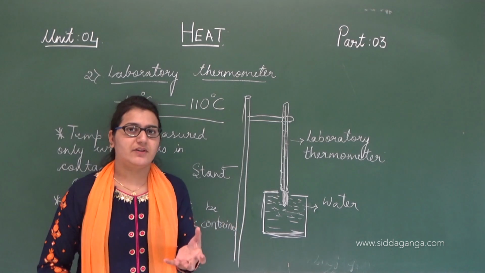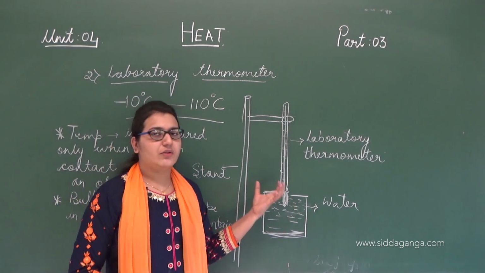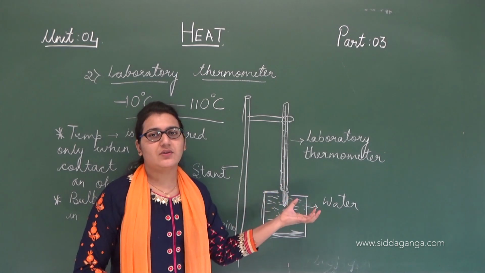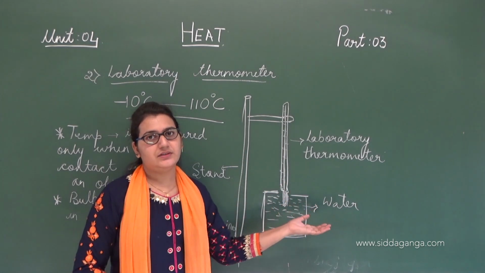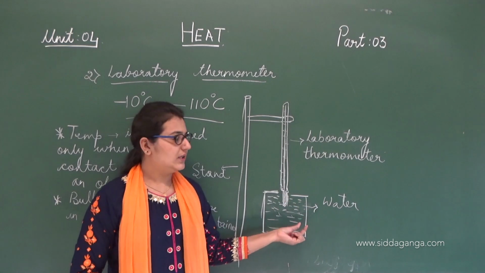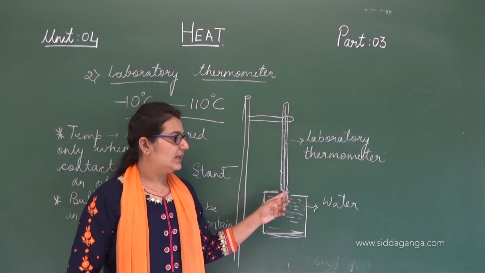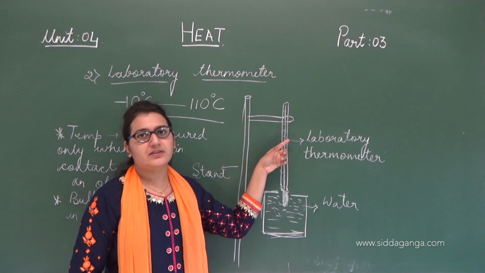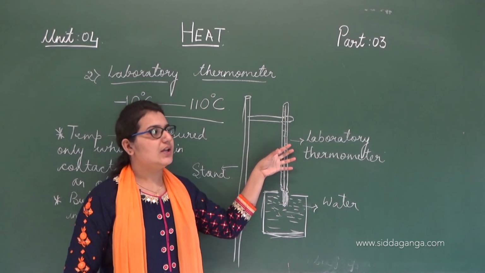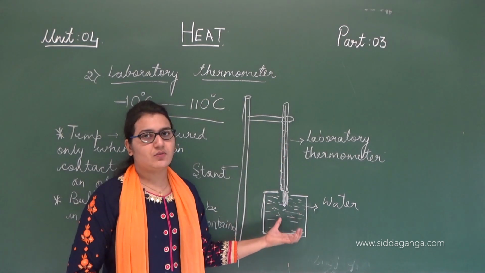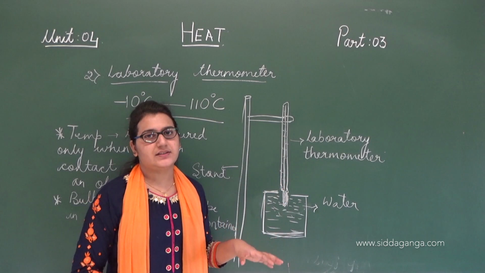Again, the basic function remains the same. If the water is hot, due to the temperature of the water, this bulb gets heated up, and the mercury present in it expands and the level rises. So wherever the level rises, or wherever the mercury stops, that is the temperature of this water. Again, the reading also remains the same.